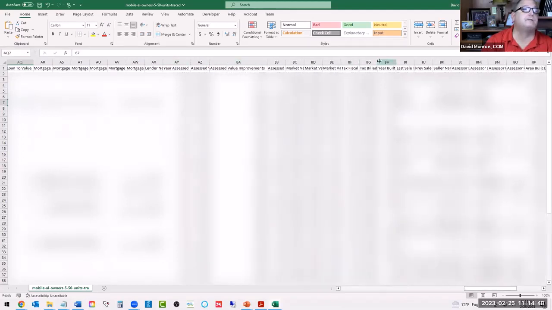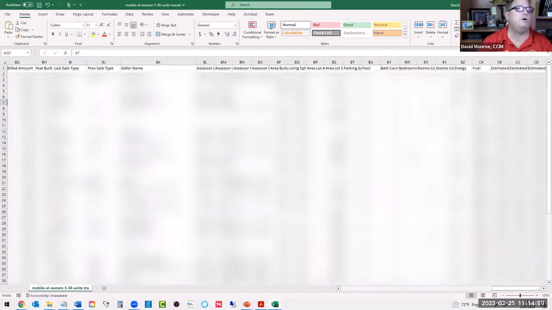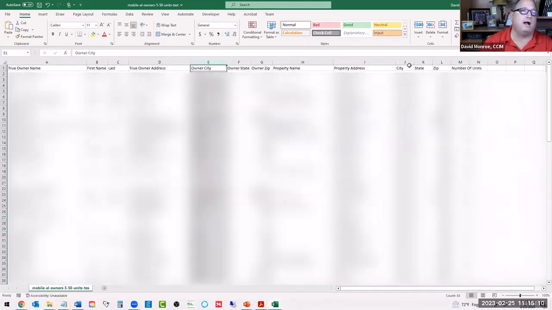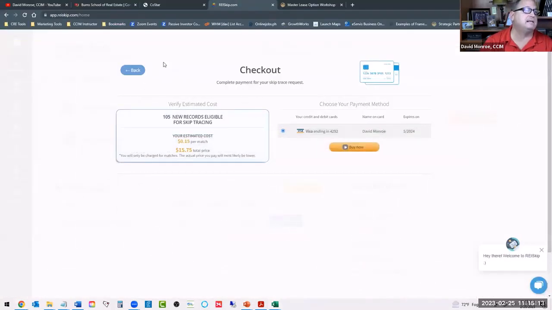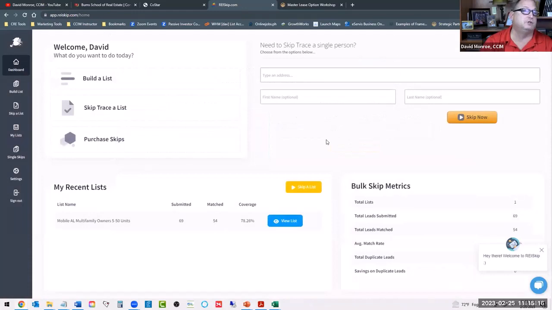The last tax bill amount, year built, last time it sold, what its sell price was, who the seller was. So all kinds of great information that you get in addition to just that little bit of information that you provided. So well worth the $8 I spent for all this information. So I highly recommend using REI Skip. It was really good for me. And provided some pretty great details. Okay. So that's how, once I pull that information for you, that's how you use REI Skip.